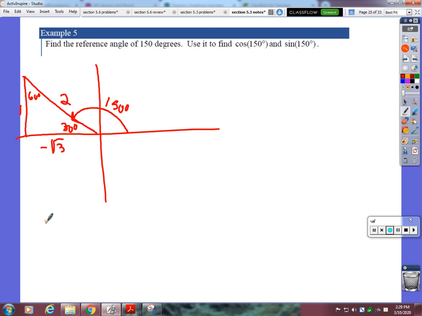Okay? So that's the only difference between the 150 degree angle and the 30 degree angle. The 30 degree angle would be over here. All the sides would be the same, but they'd all be positive. This one's 150, so that means the x is negative and the other ones are positive. So now I have everything I need to know to figure out the cosine of 150 and the sine of 150. Cosine is x over r. What's the x coordinate of this point?